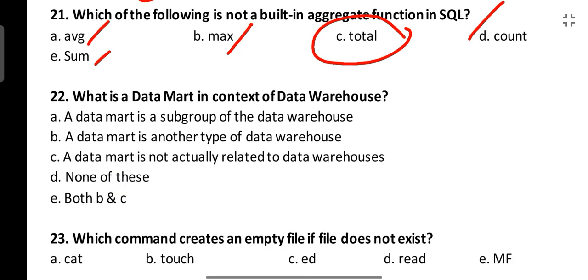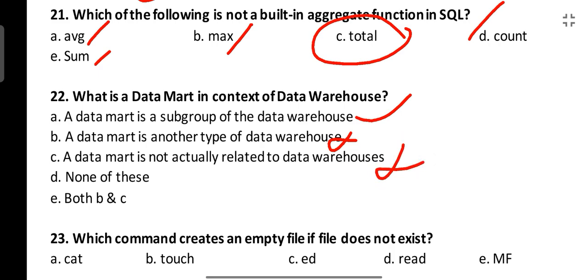Next is, what is a data mart in the context of a data warehouse? Options are, a data mart is a subgroup of the data warehouse. This is correct. Let's see other options also. A data mart is another type of data warehouse. No. A collection of data marts is a data warehouse. Next is, a data mart is not actually a data warehouse. That is also not correct.